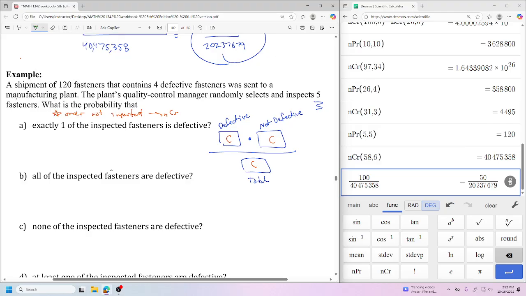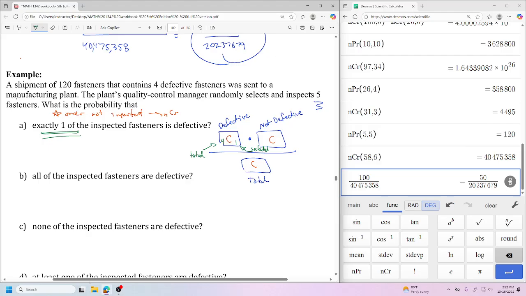So here we go. What's the total? Every one of these on the side is a total, and every one of these here is going to be a selected. So what's the total defective? 4. How many am I going to be picking out and inspecting that are defective? I have 5 total I'm picking out, but how many of them are defective? Exactly 1, right? See how they tell you that part? And they're going to change it as we go.